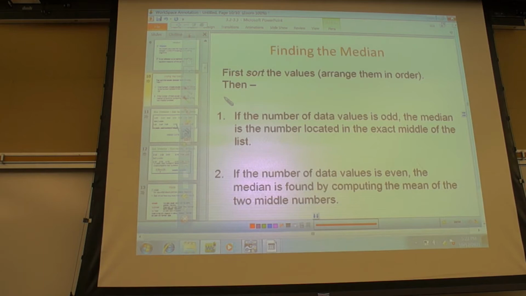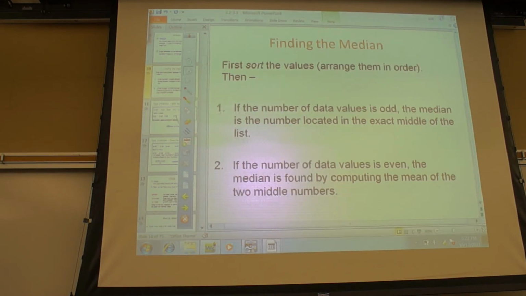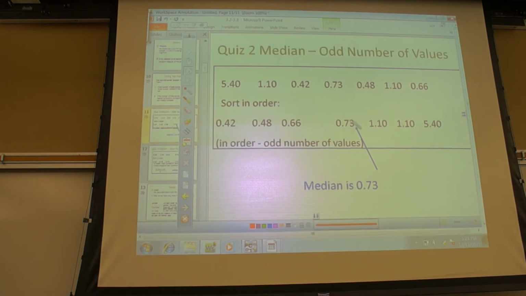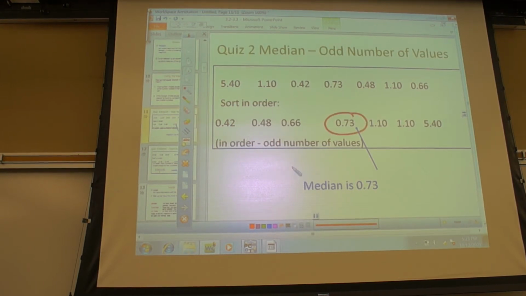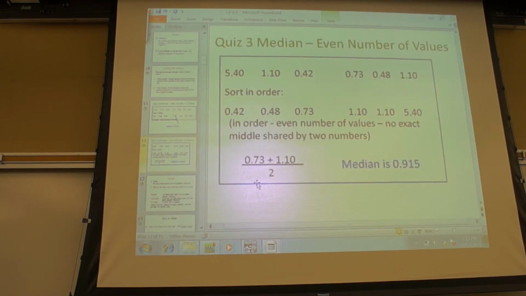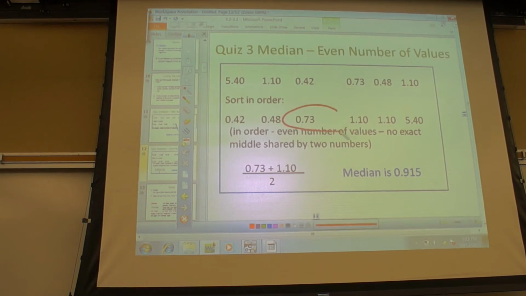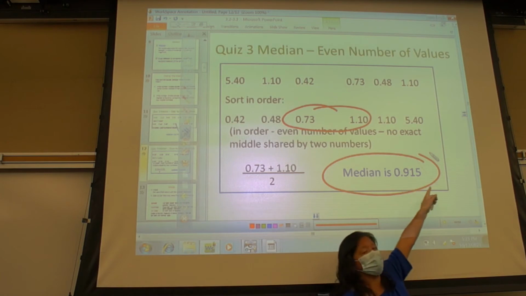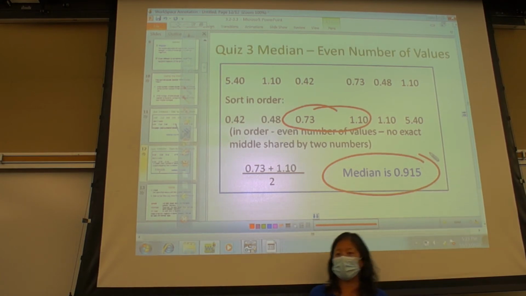All right, so you guys have found your median. I put these in order. There's one in the center. That's your median. All good? Your next problem was this one. Put them in order. There are 2 tied for the center, so you have to average those 2, and you get 0.915. So you'll notice sometimes the median will have 1 more decimal place than your original data. It could happen.